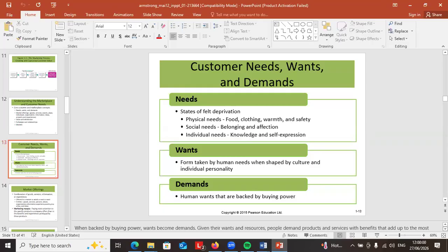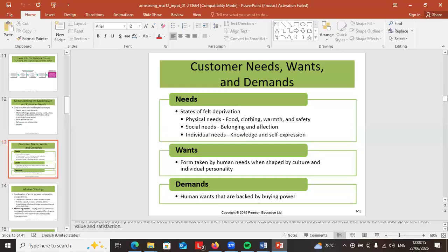Now, when backed by buying power, wants become demands. And so, given their wants and resources, people demand products and services with benefits that add up to the most value and satisfaction.